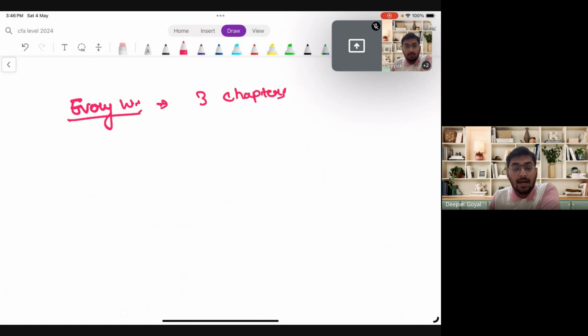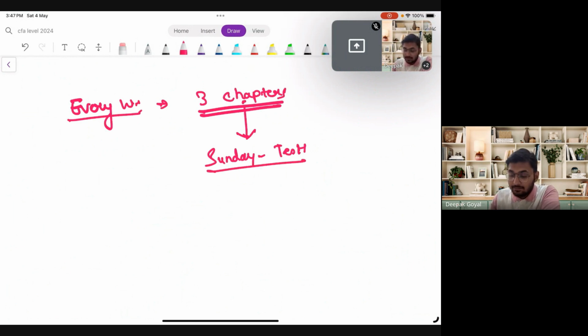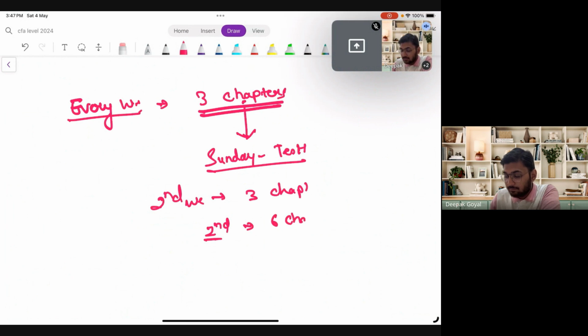Okay. I am going to give you a planner. In the planner, you are going to do 3 chapters every week. Now, every week 3 chapters means that on Sunday, you are going to have a test. Clear? So in week 1, you will study 3 chapters. Sunday, you have the test of 3 chapters. Second week, you will study another 3 chapters. But on the second Sunday, you will be having the test of 6 chapters.